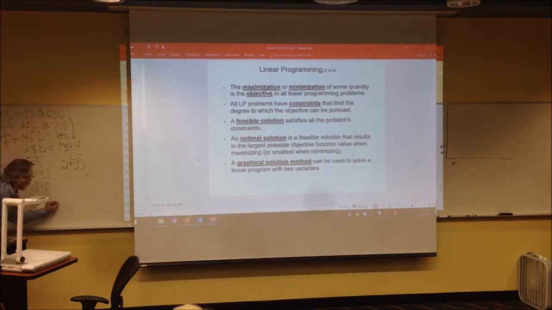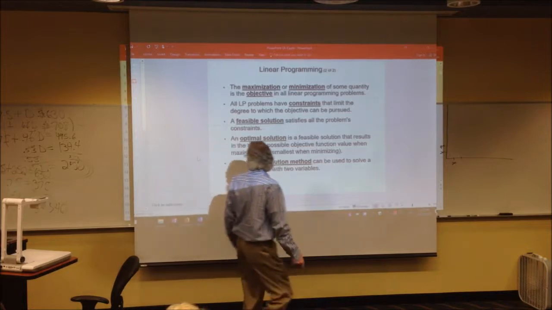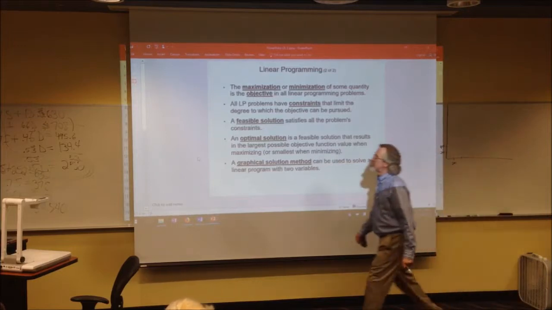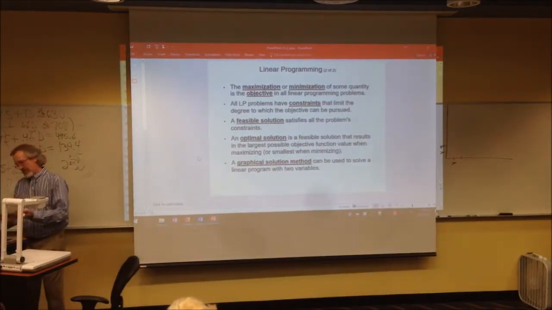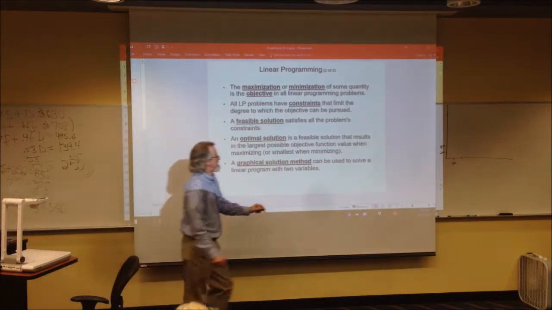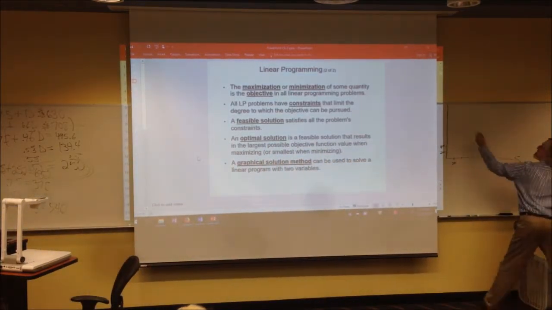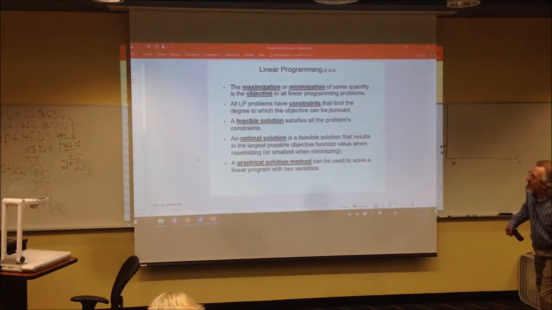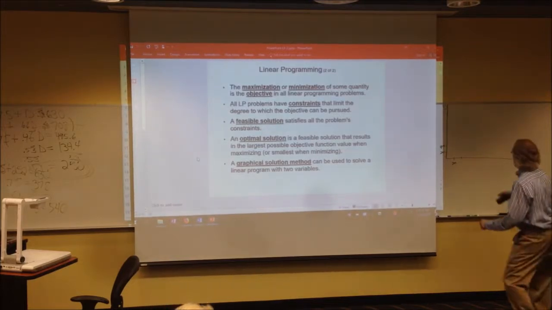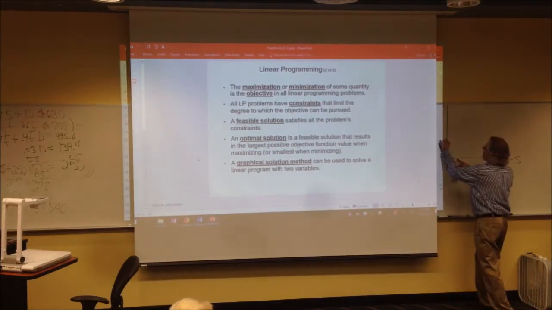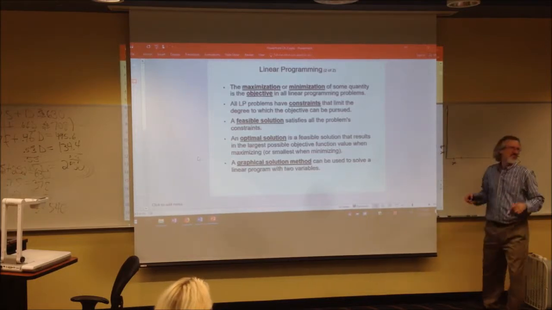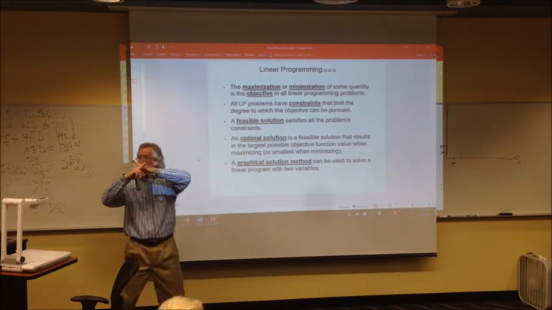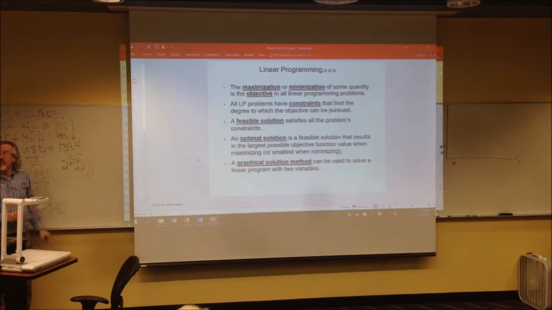540. You ready? If I were to graph this, here's my axis. I can't remember which one's S and D. I think S is the horizontal. Here's my S axis, here's my D axis. And those two constraints are crossing at approximately 252, 540. So if we had lines on that graph, we would see these two lines crossing at that point.